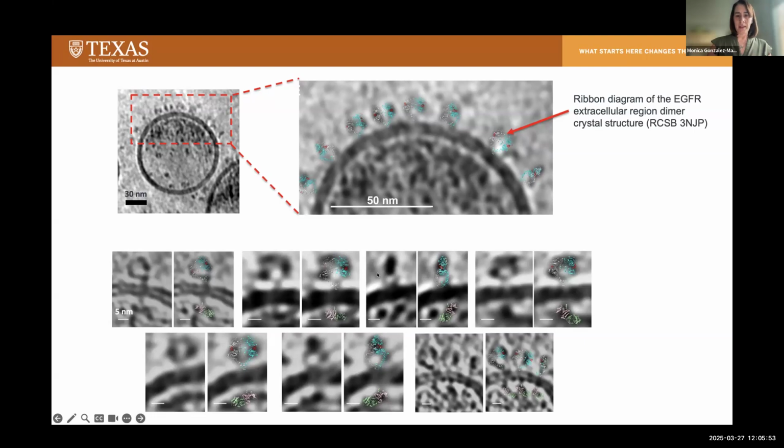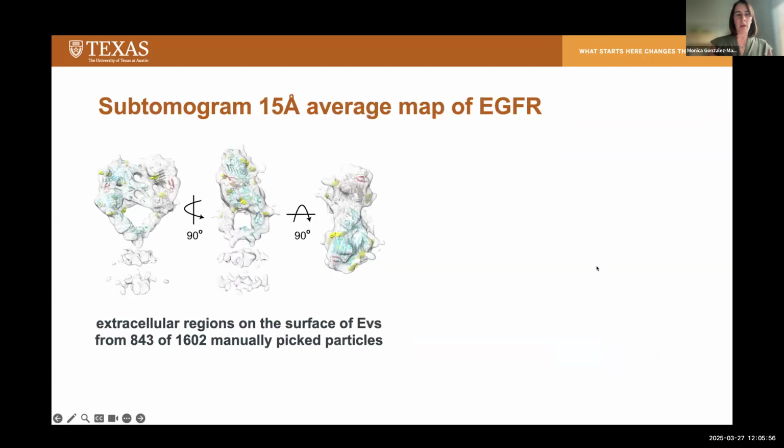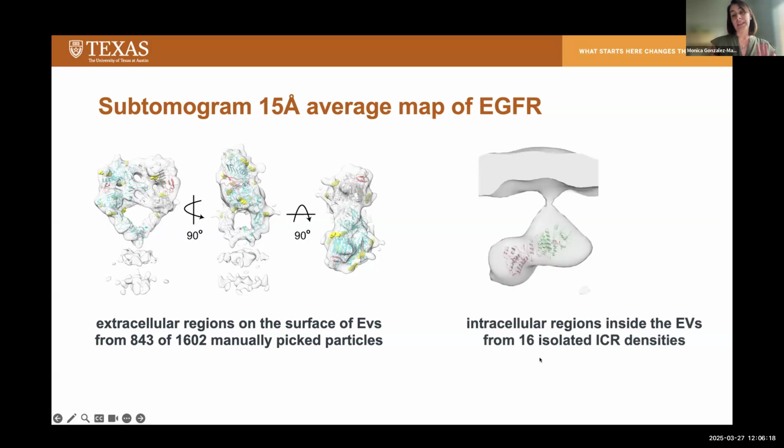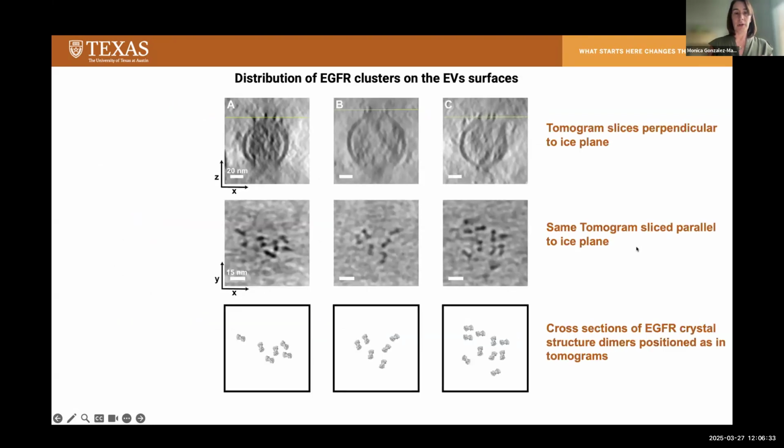So we went ahead and made averages of these particles. For the ectodomain, we did subtomogram averaging of 843 particles, and we got a 15 Angstrom map of the ectodomain. And with only those very isolated dimers, we could find only 16 in these few tomograms, and we could have a rough reconstruction of the kinase dimer. So that was very exciting. We're trying to push that, getting more particles.